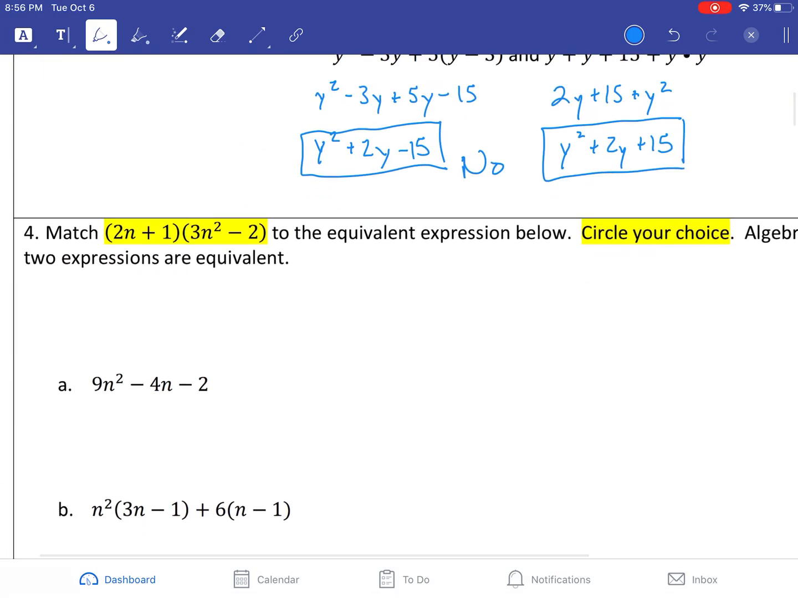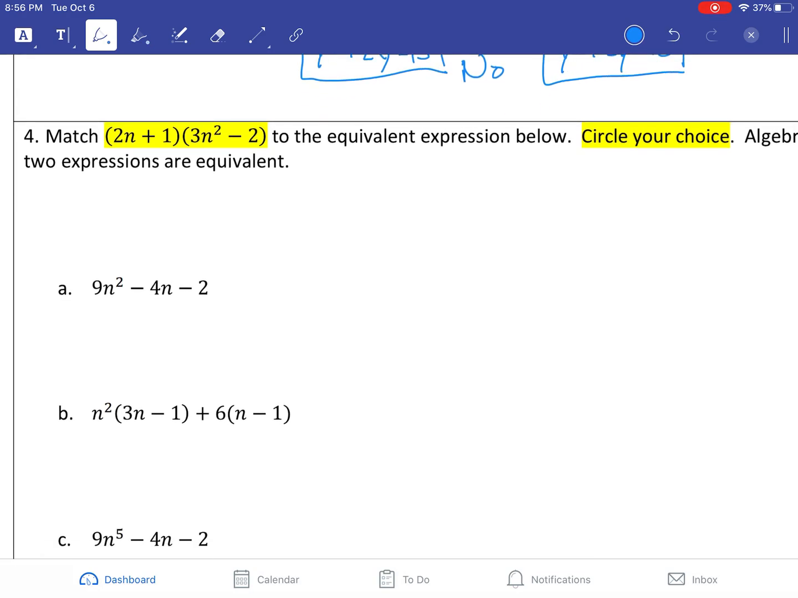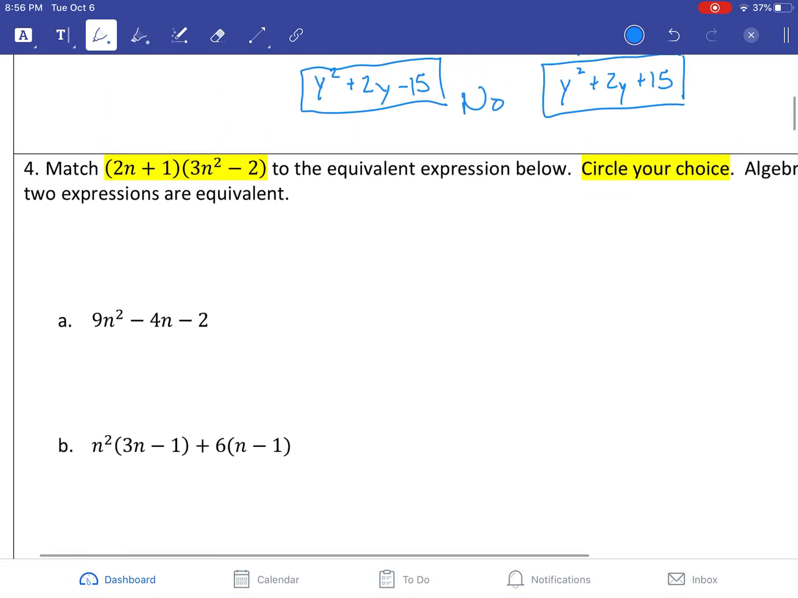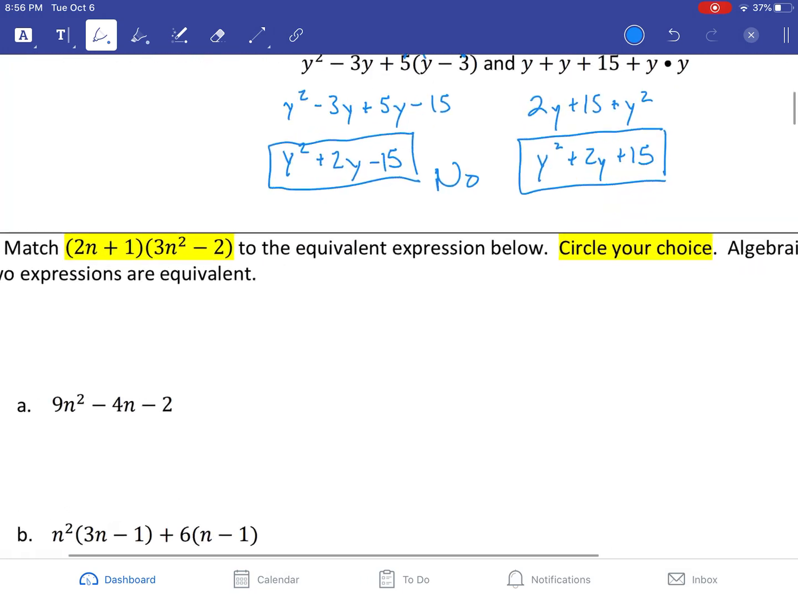Now this one, you're given an expression, you want to compare it to the other ones. So you basically have to do simplifying expressions for all these problems. Some might have more work than others. Okay. So we're going to do our little rainbow thing.